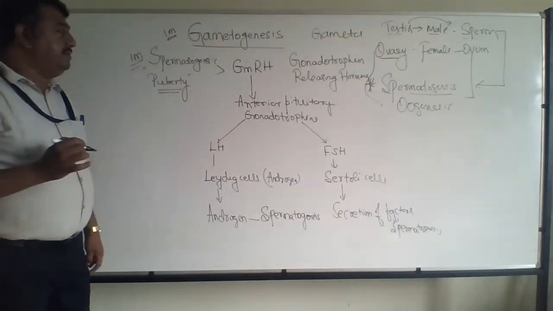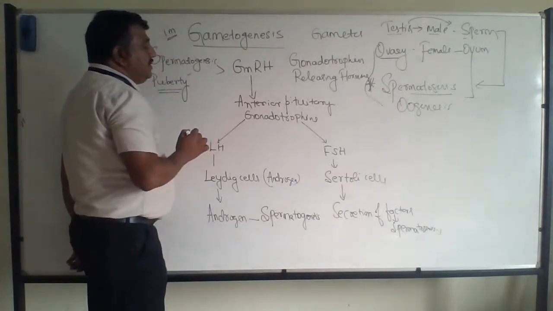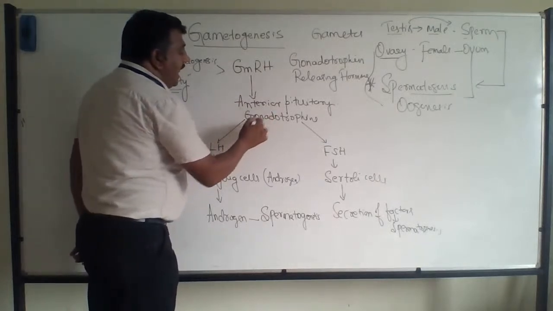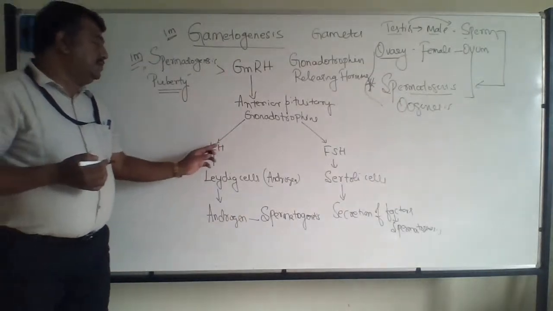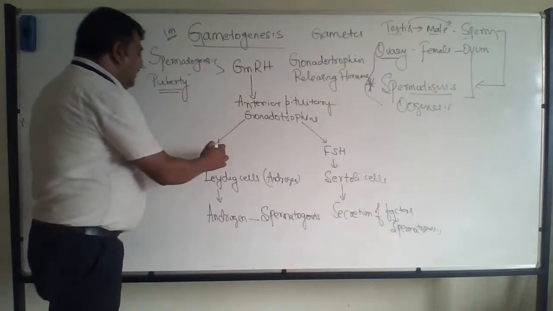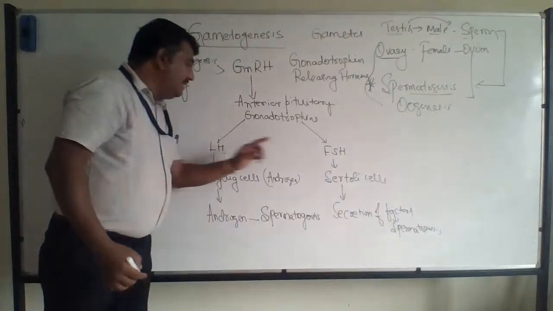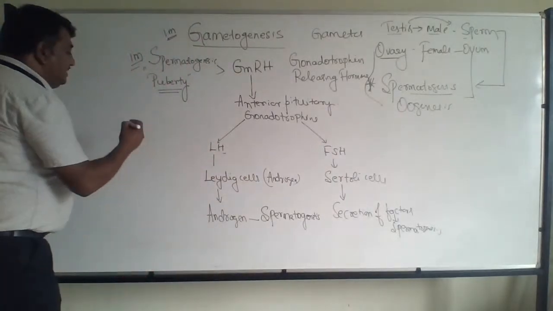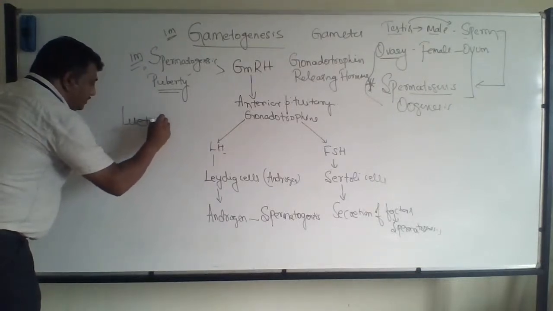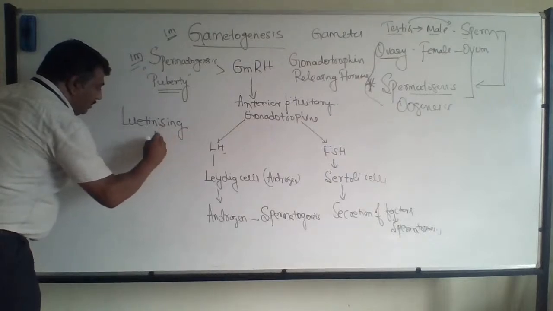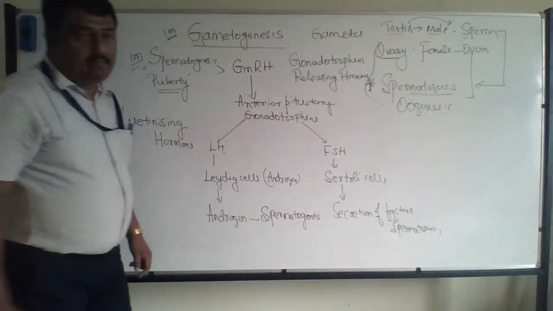Okay, anterior pituitary hormone. When the GnRH acts on the anterior pituitary, this anterior pituitary acts on two gonadotropin hormones. Those two gonadotropin hormones, one is LH, another one is FSH. What is LH? LH is luteinizing hormone. Okay, LH means luteinizing hormone.